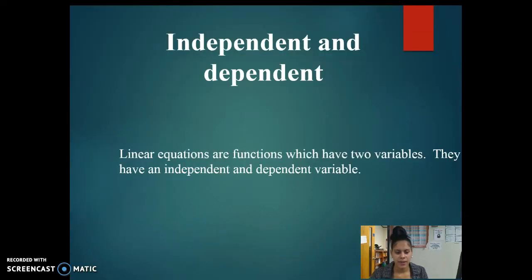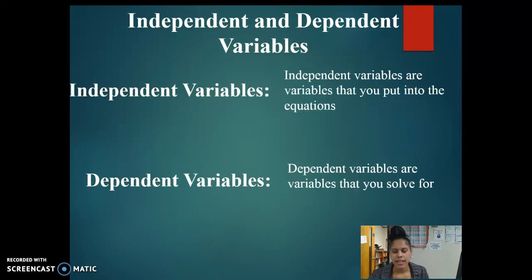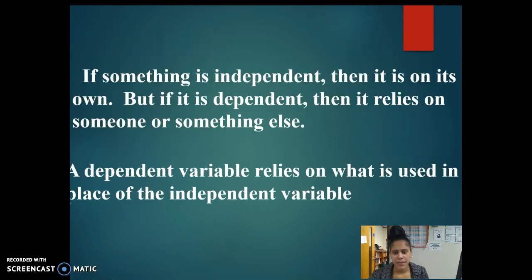Independent and dependent variables. Linear equations are functions which have two variables, an independent and a dependent variable. Independent variables are variables that you can put into an equation, and dependent variables are variables that you can solve for. If something is independent, then it is on its own. But if it's dependent, then it relies on something else. A dependent variable relies on what is used in place of the independent variable.